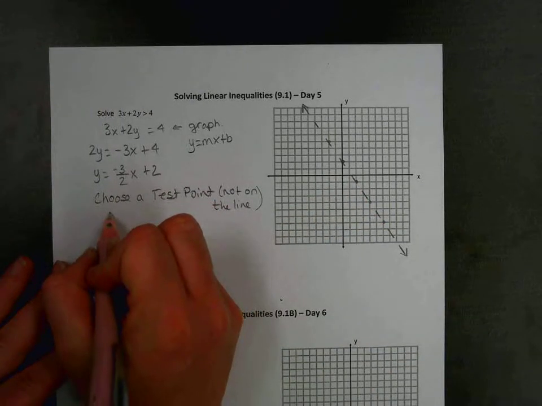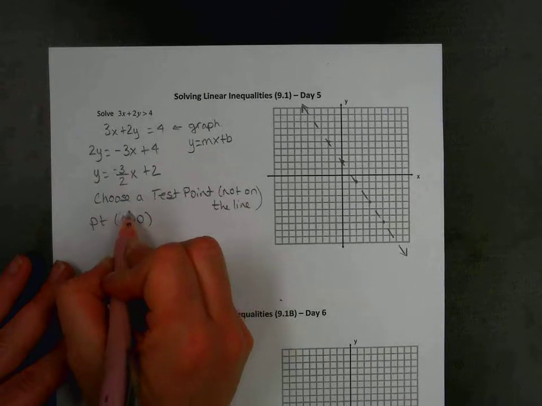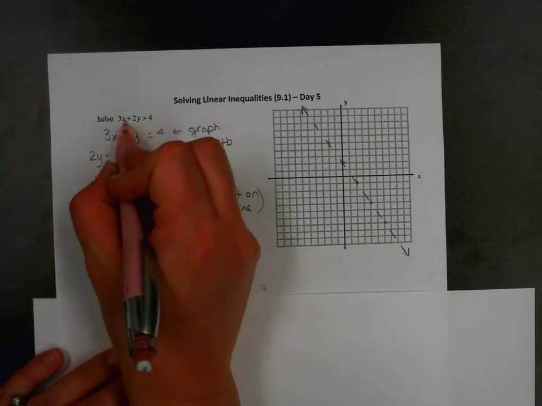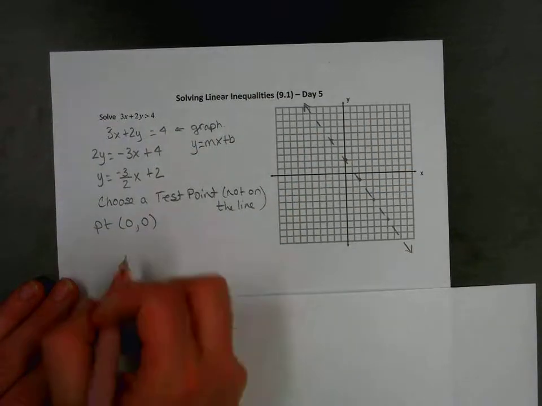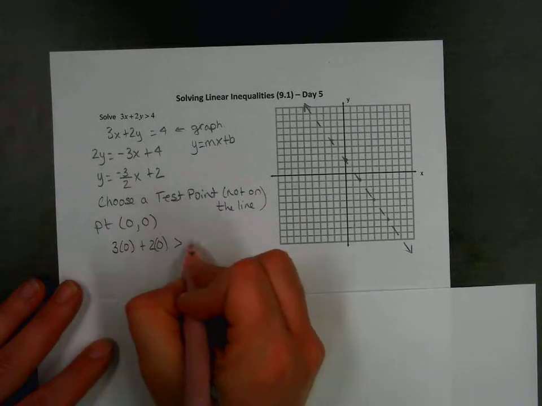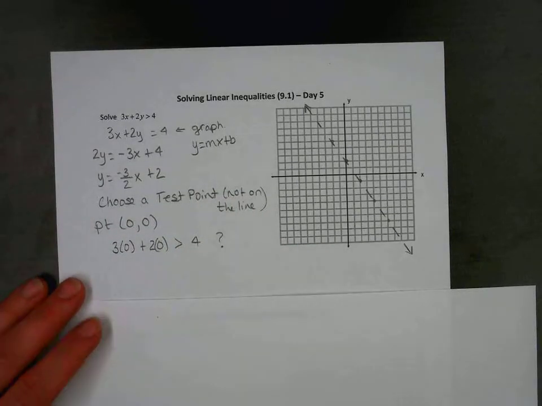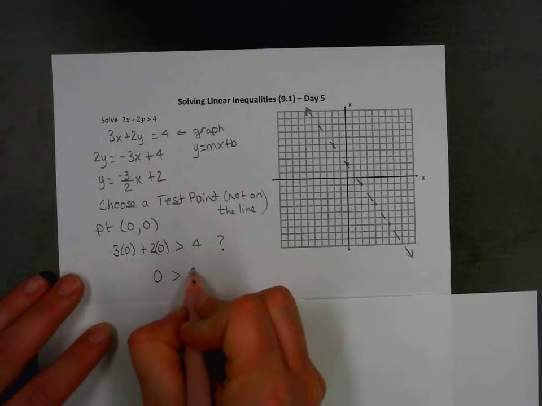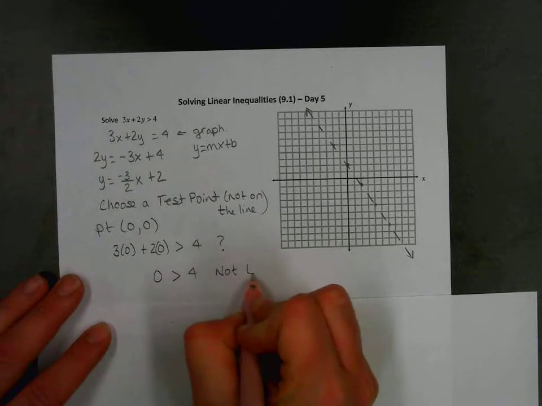In this case, I'm going to pick a test point of 0, 0. I'm going to substitute this test point in for my x and y values in my inequality and ask myself, is the inequality true? So I'm going to take 3 times 0 plus 2 times 0, and ask myself, is this value greater than 4? Well, 3 times 0 plus 2 times 0 is obviously 0. Is this a true statement? Is 0 greater than 4? No, this is not true.